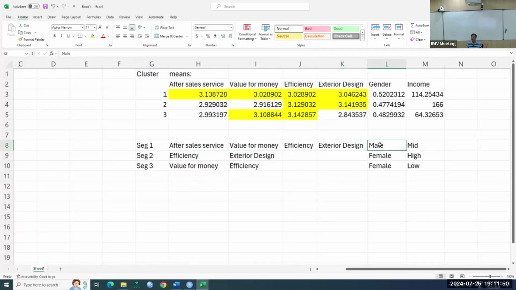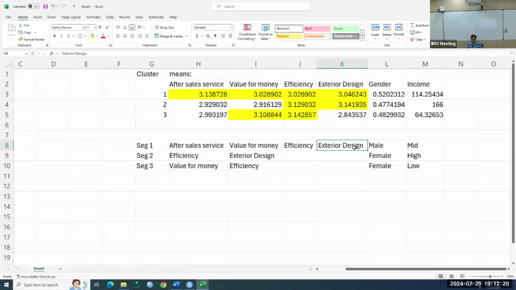I will give some name, Rohan. I have just given one name, Rohan, having mid income, looking for warranty and guarantee, because warranty and guarantee is nothing but a representation of after sales service. Looking for value for money, he values money. Looking for efficiency in a two-wheeler electric vehicle, and fond of better exterior design. That is customer persona 1.